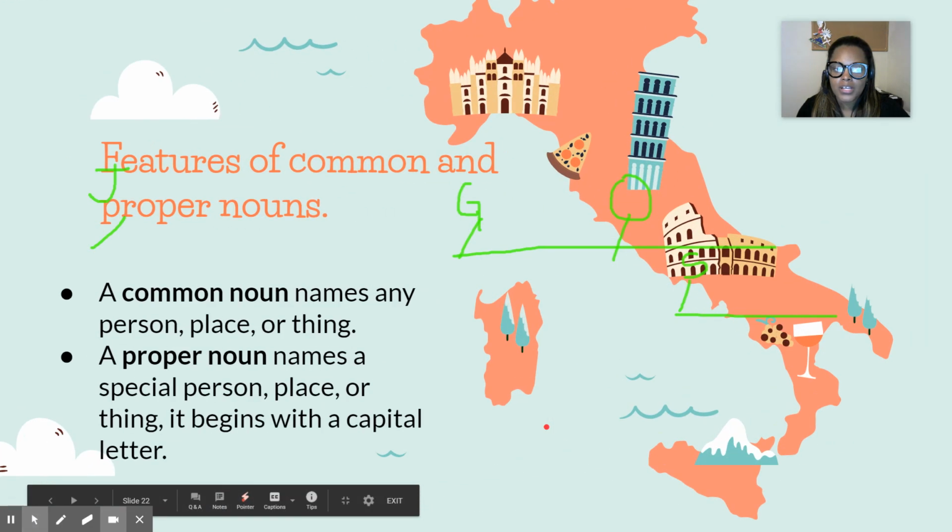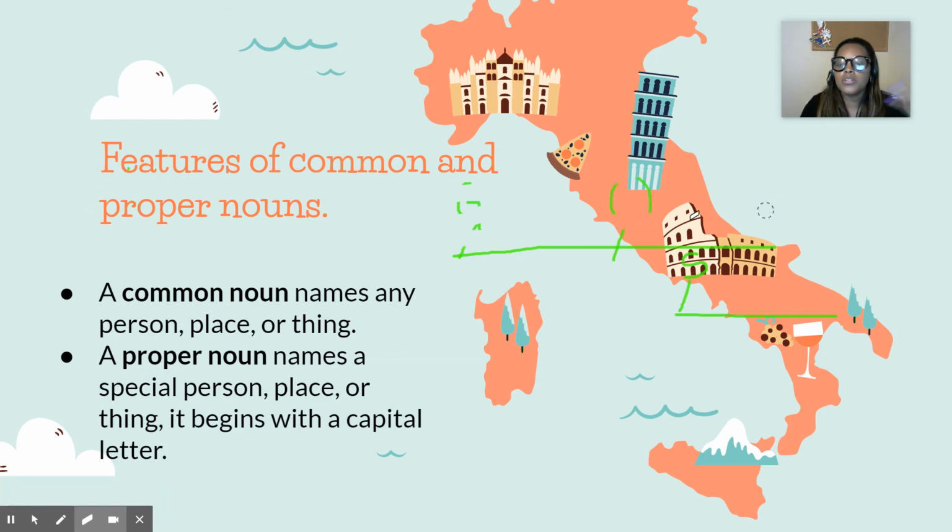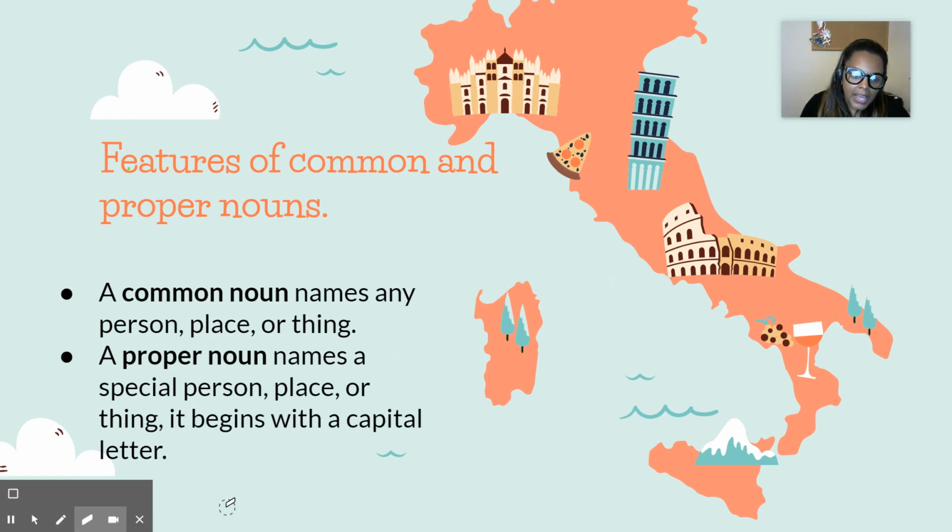Let's keep going. So now some features of common and proper nouns include, because just like we looked at the features of the proper nouns, we're going to look at some of the features of the common nouns as well, because they have features too. A common noun names any person, place, or thing. Like I said, common is regular. Go down the street. A proper noun is special, okay? Titles, people, days of the week, things like that. So those get those capital letters. Proper, capital letter, peanut butter and jelly.